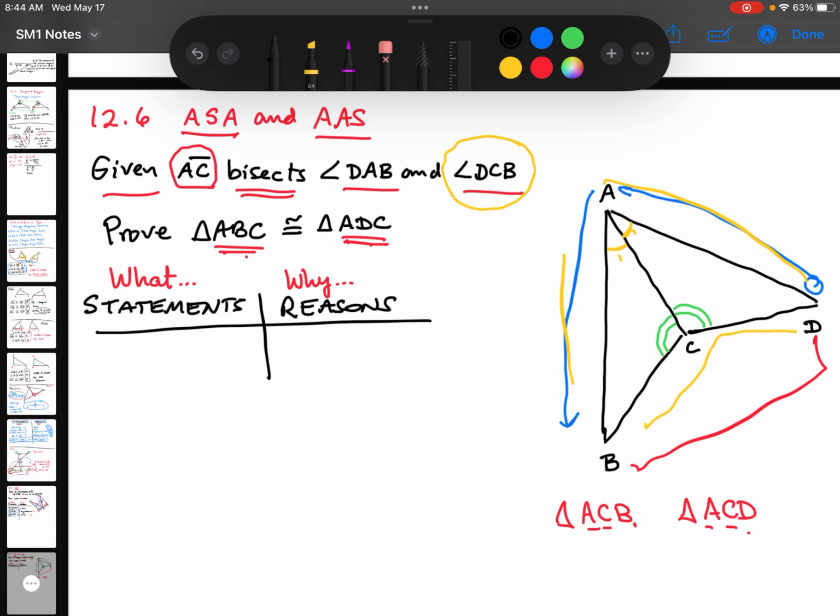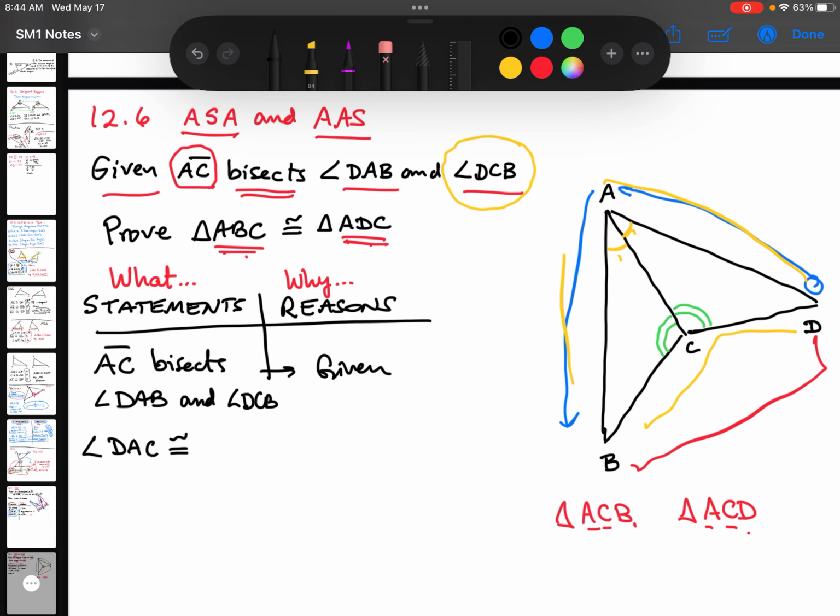Let's begin with the proof. We can say that AC bisects DAB and DCB. Reason, Omar? Well, it's a given. And because of that, I can state the following. Angle DAC is congruent to angle BAC.